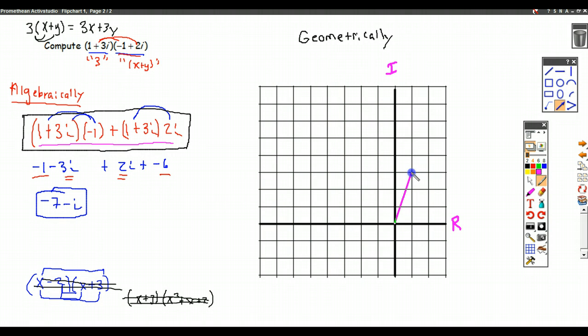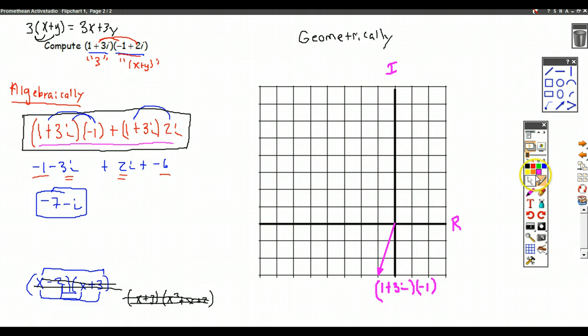But multiplying it by -1 causes it to rotate 180 degrees without changing its length. And so it's down here at -1 minus 3i. And of course, that's what you get when you distribute. But geometrically, we know that this is 1 plus 3i multiplied times that -1. Right? It's 1 plus 3i rotated 180 degrees.